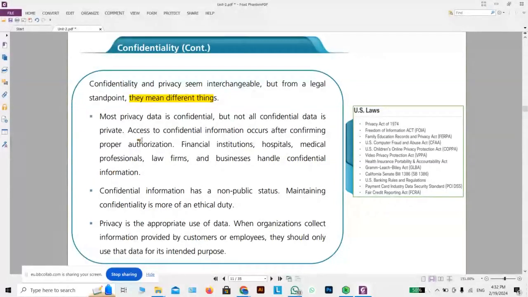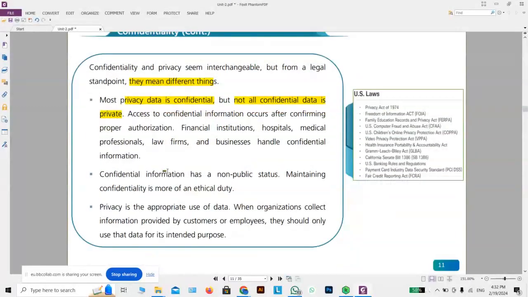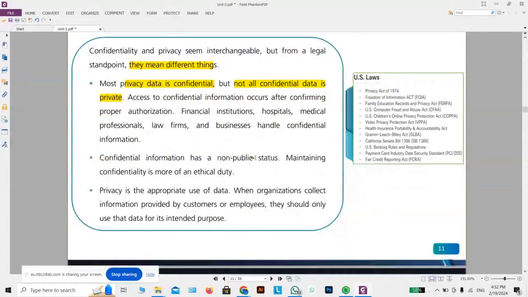What does it mean that private data is confidential? It is all confidential, but somebody is going to use that confidential information by some means, so that doesn't mean it is confidential in all cases. Not all confidential data is private. That's why we make this kind of statement. Here it gives you examples: not in all cases should confidential information always be private. Confidential information has non-public status, and maintaining confidentiality is more than ethical.